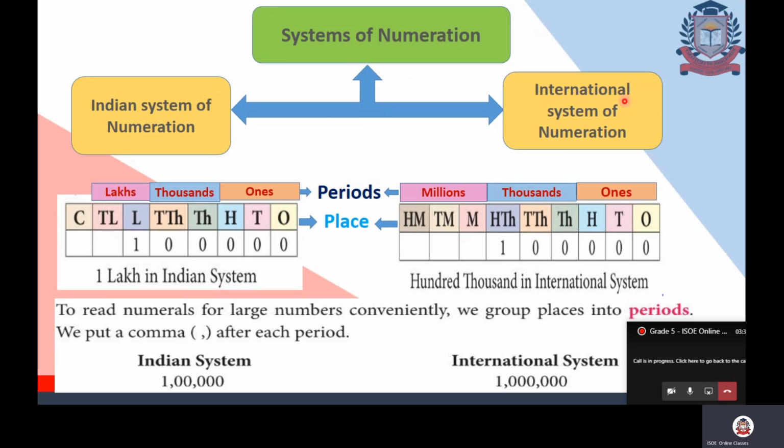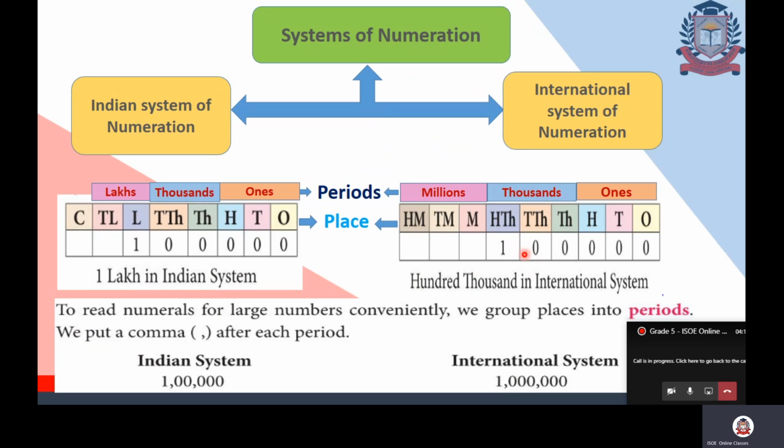And similarly, this is the international system of numeration where we have ones, tens, hundreds, thousands, 10,000s, 100,000s, millions, 10 millions, and then 100 millions. So here I have till 10,000s, it is same in both Indian system and international system. The difference comes from this place, like sixth place, where we have 100,000 in international system of numeration, whereas in Indian system of numeration we have lakhs here.